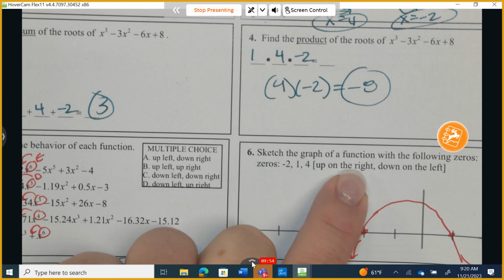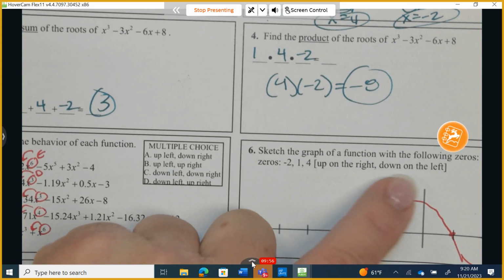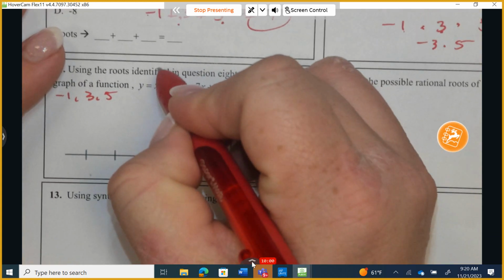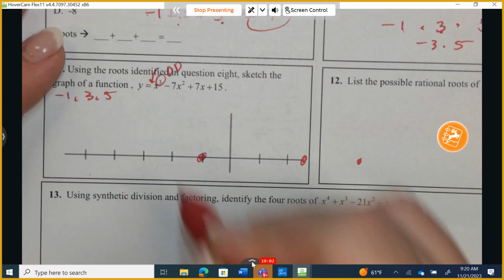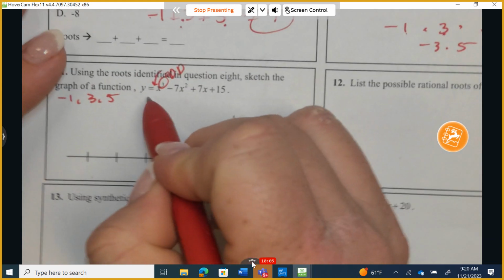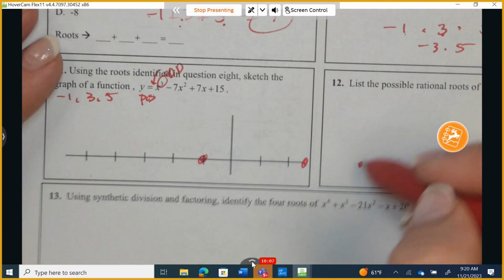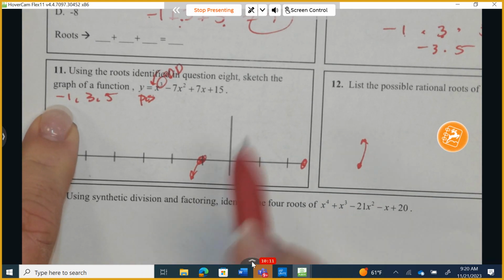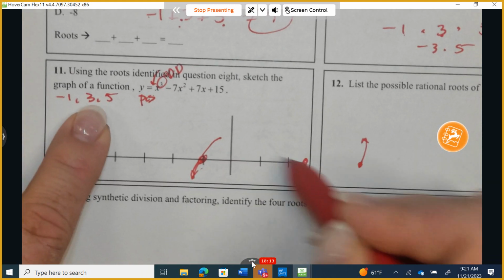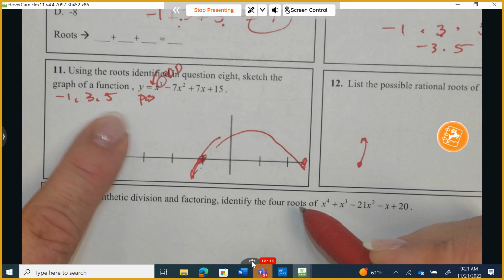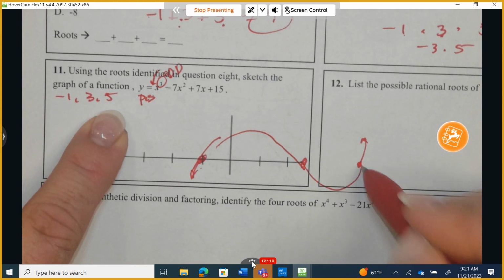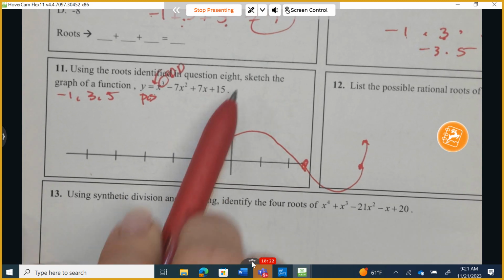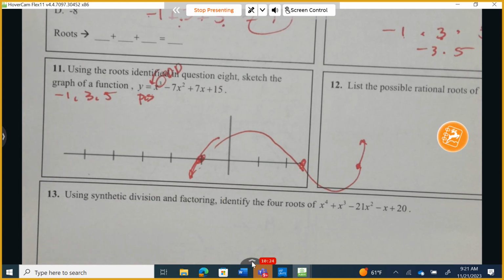It will not tell you this when you actually come to your test. So you have to know that you're working with an odd degree and a leading coefficient that's positive, which would mean it's up on the right and down on the left. -1 is listed one time, multiplicity of 1. 3 is listed one time, multiplicity of 1. 5 is listed one time, multiplicity of 1. And we could see that the y-intercept would be up at 15. I should have gone higher, but this is just fine.